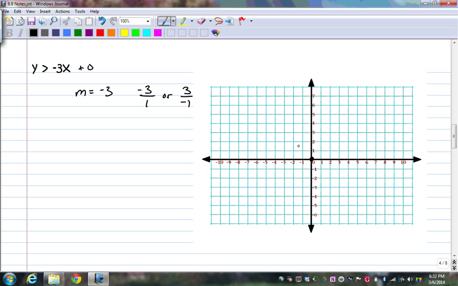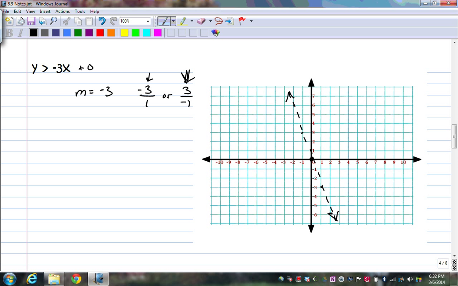So now I'm going to use both of these. I'm going to use this first, so that means I go up 3 and back 1, up 3 and back 1. This other one says go down 3 and to the right 1, down 3 and to the right 1. Now again, it's a greater than symbol. It's not a greater than or equal to, so the solutions cannot be on the line. So I'm going to draw a dashed line like this.